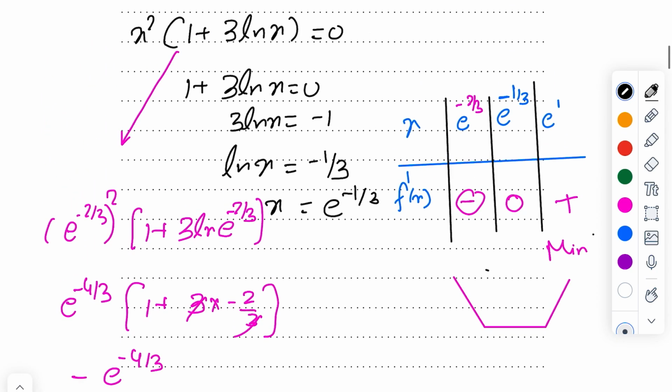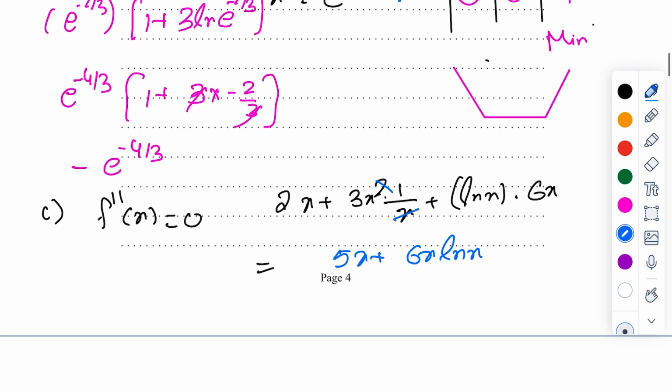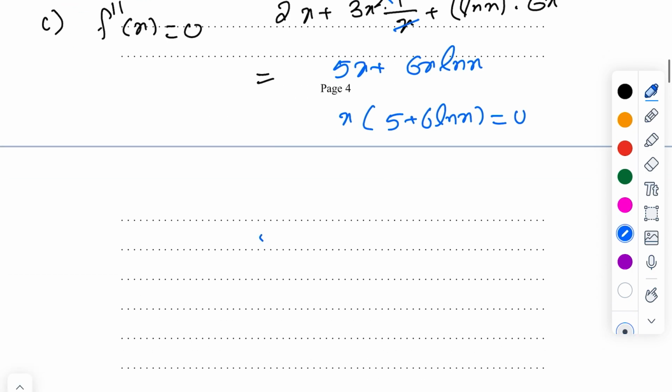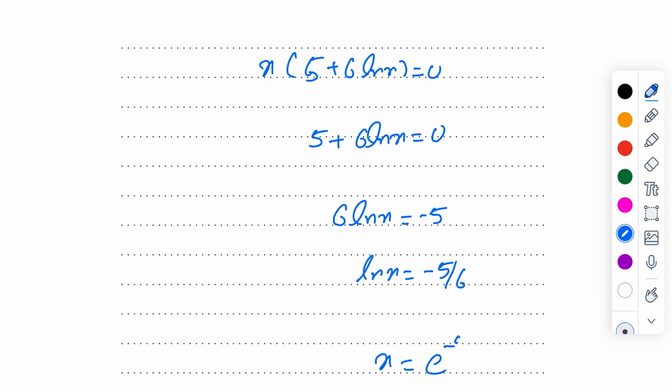So the second derivative for this one: x squared derivative is 2x, plus 3x squared times ln x derivative is 1 upon x, plus ln x times 3x squared derivative is 6x. Now what does that become? This becomes 2x plus 3x, which is nothing but 5x. 5x plus 6x ln x. Then I take x common, x times 5 plus 6 ln x should be equal to 0. So 5 plus 6 ln x equals 0. 6 ln x equals negative 5. ln x equals negative 5 upon 6. So x equals e to the power negative 5 upon 6.